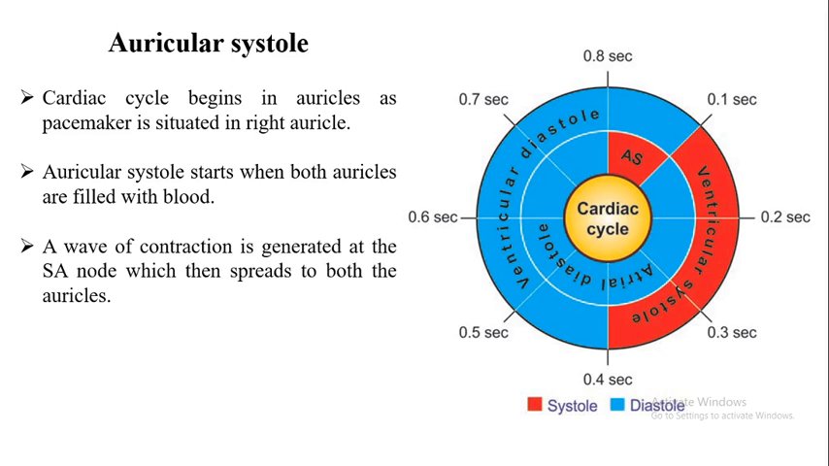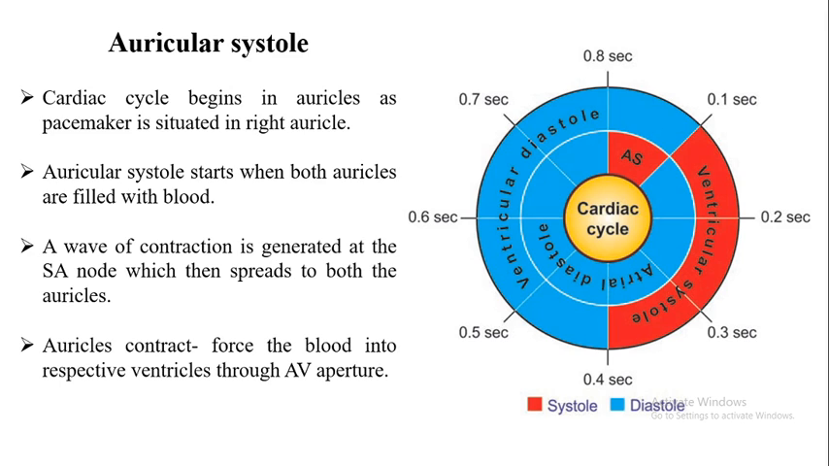So a wave of contraction is generated at SA node, which then spreads to both the auricles, and auricles contract forcefully. When the auricles contract, the blood is not returned back into the veins, because the openings of the veins are guarded by particular valves. So blood is not forced back into the veins. When the auricles contract, the blood is forced into the chambers below, that is ventricles.